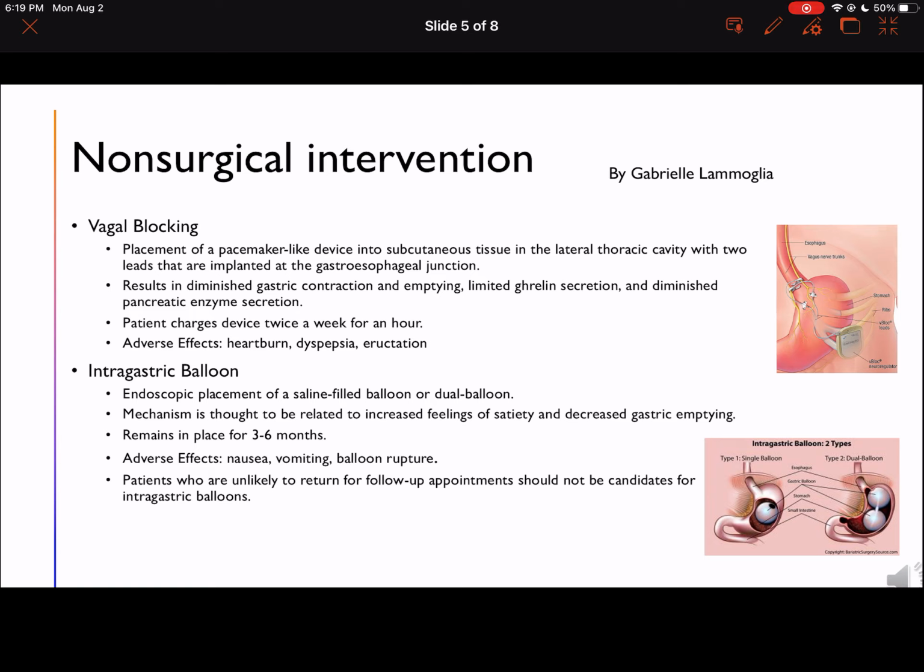Balloon rupture can lead to intestinal obstruction and can be monitored by inserting methylene blue into the balloons. When a rupture does occur, it can be indicated by green urine. Also, leaving the gastric balloon for more than 6 months increases the risk of rupture. Patients who seem unlikely to return for follow-up appointments should not be considered candidates for intragastric balloons.